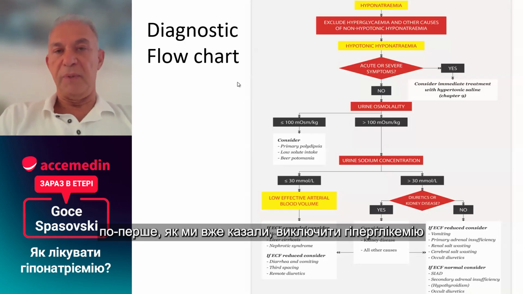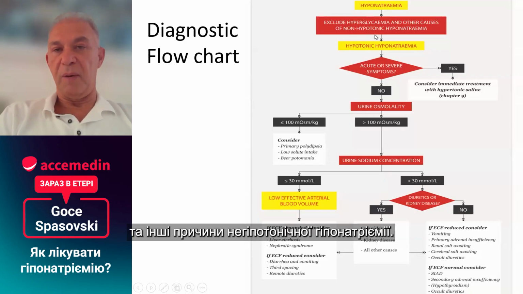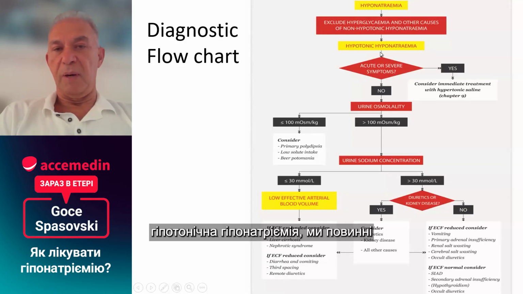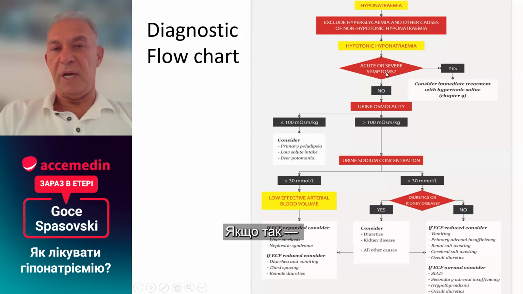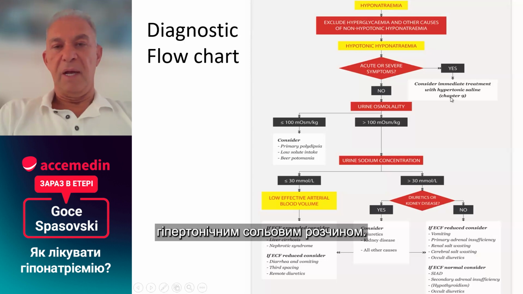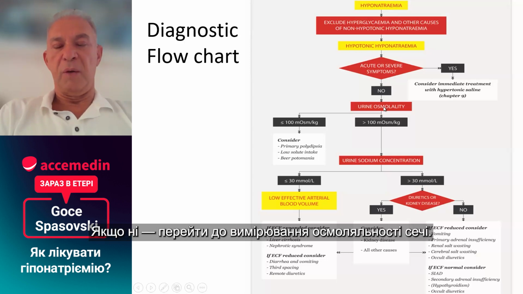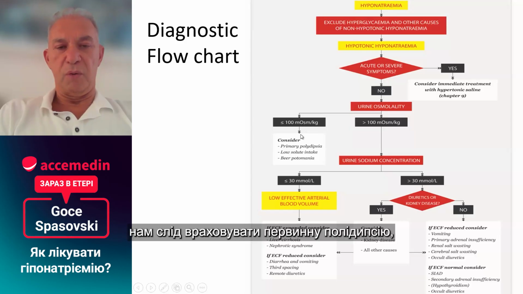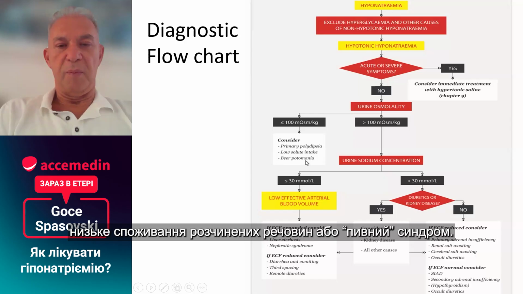We should first, as we said, exclude hyperglycemia and other causes of non-hypotonic hyponatremia. If there is real hypotonic hyponatremia, we should differentiate whether it is acute or severe. If yes, consider immediate treatment with hypertonic saline. And if no, then we should measure urine osmolality. If below 100, then we should consider primary polydipsia, low solute intake, or beer potomania.